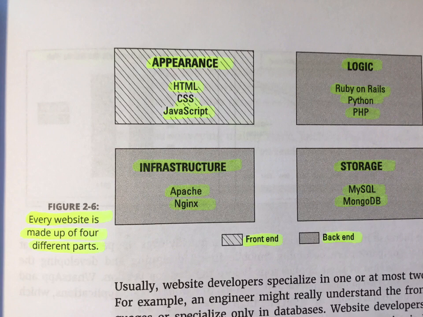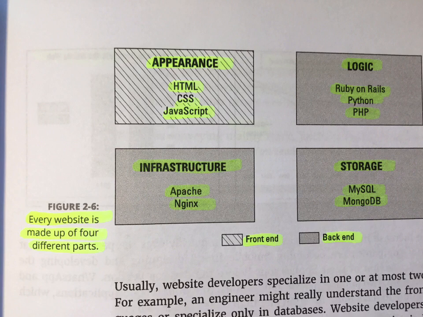So let's look at the diagram. Every website is made up of 4 different parts. Appearance, which is front end, is the only front end among the 4. Appearance, for example, HTML, CSS, JavaScript. The rest of the 3 belong to the back end: logic, for example, Ruby on Rails, Python, PHP. Next one, infrastructure, for example, Apache, Nginx, and the last one is storage, for example, MySQL, MongoDB.